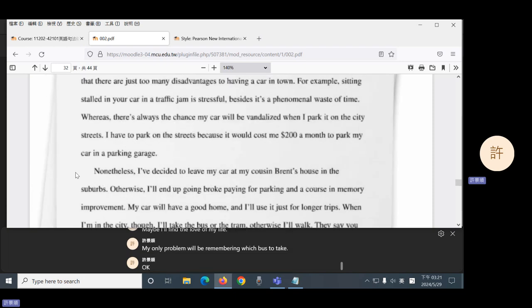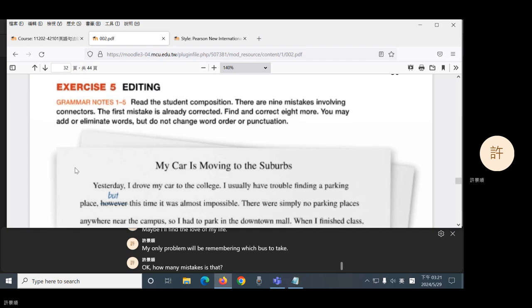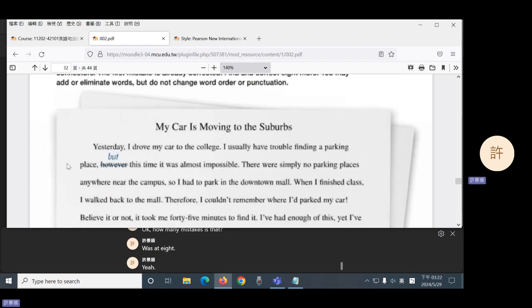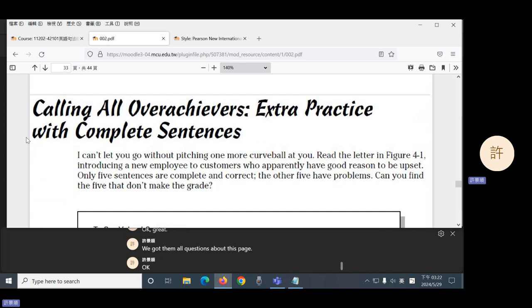Okay, how many mistakes is that? Was that 8? Yeah, okay, great, we got them all. Questions about this page? Okay, moving on, 31.